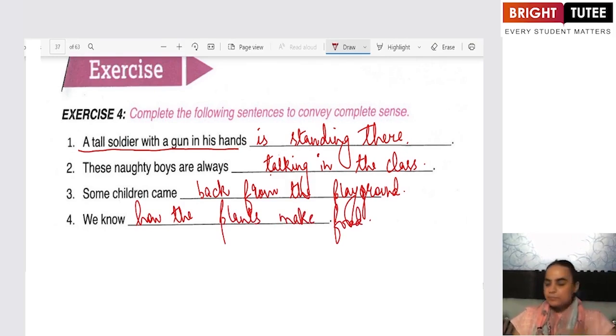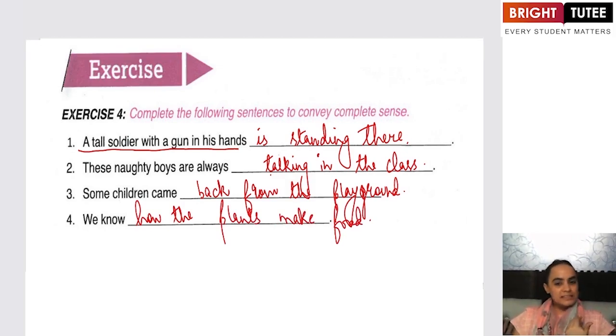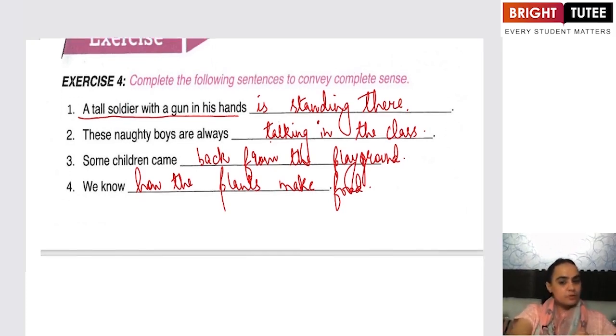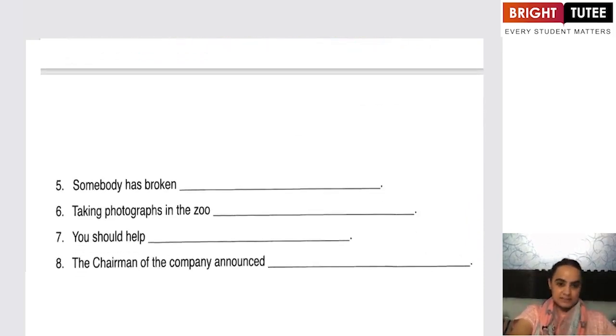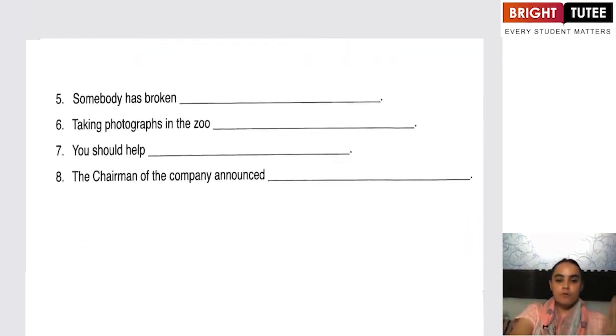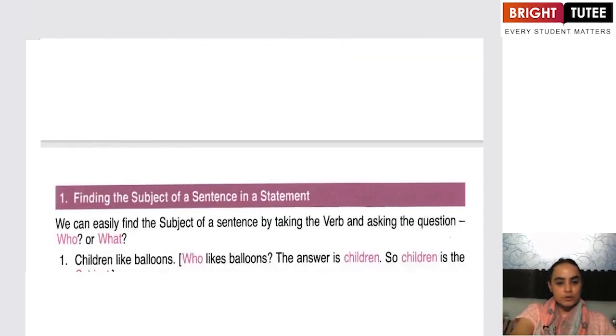So there are multiple ways in which you can complete the sentences. I'm sure when I was writing these, there were so many options that were coming in your mind at the same time, right? So basically we have to remember that whenever we complete the sentence, it should make sense. So we've done the first 4, the next 4 you can do on your own.